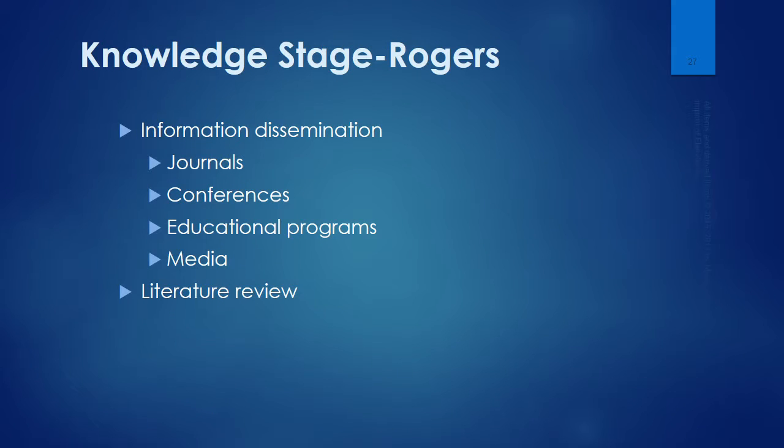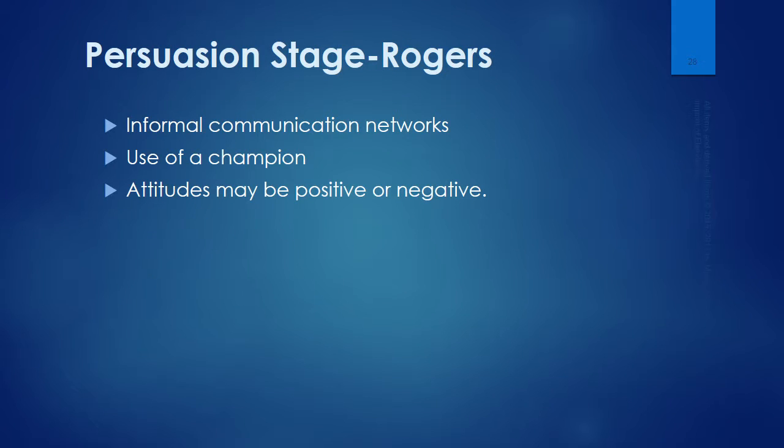In the knowledge stage, where information is disseminated, it might be through journals, conferences, educational programs, the media, as well as literature review. The persuasion stage. Persuasion may be performed through informal communication networks, through the use of a champion. Attitudes may be positive or negative during this stage.